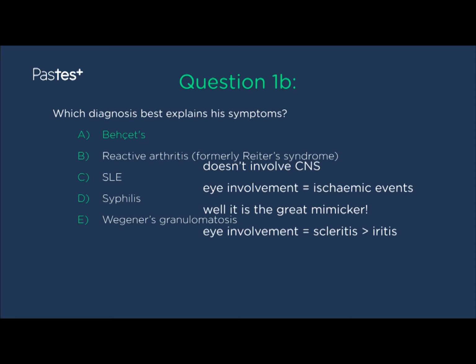Wegener's granulomatosis. The eye involvement, Wegener's is an ANCA-associated vasculitis. The eye involvement in Wegener's is more commonly scleritis than uveitis.